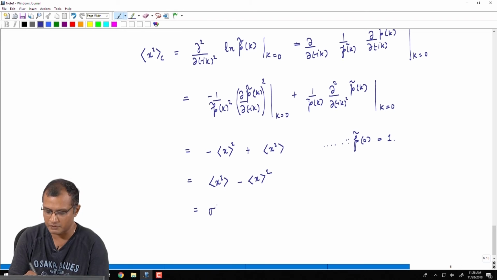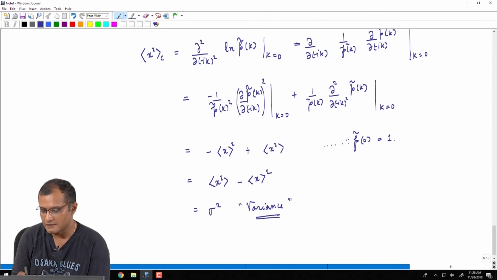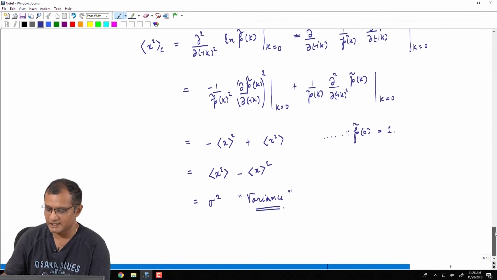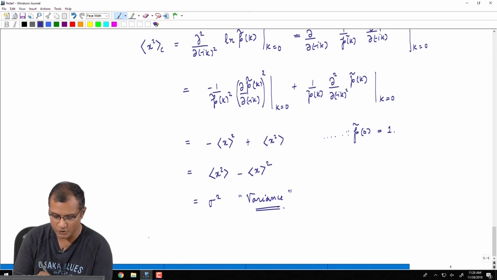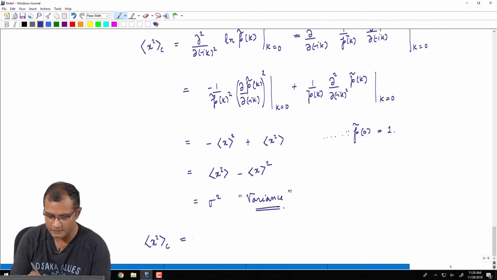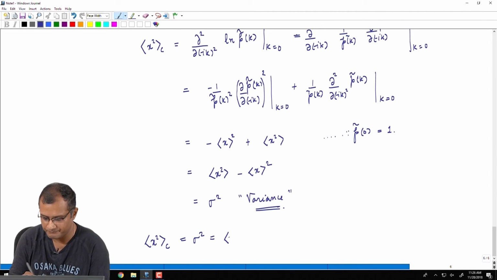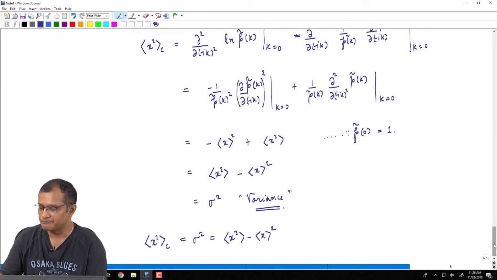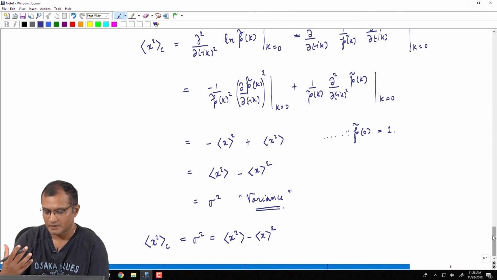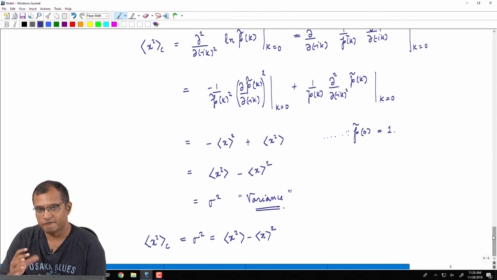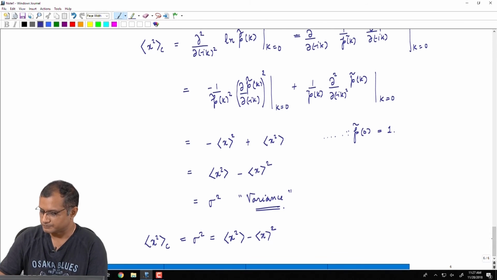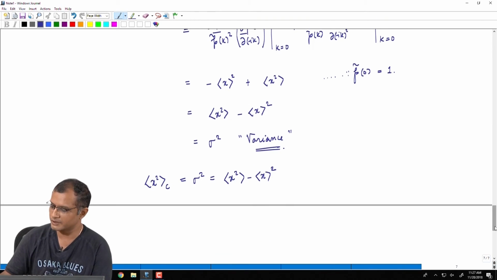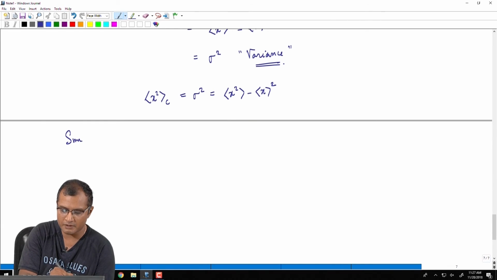So, this is also called as the sigma square or the variance. Okay. So, what you have just derived is basically the variance of the random variable x. So, the second cumulant now has a physical meaning of the variance of a random variable. Variance would be basically a measure of width of the random variable about the mean. Okay. Similarly, you can compute higher order cumulants.